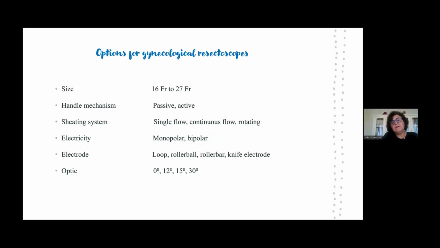Options for gynecological resectoscopes: size 16 Fr to 25 Fr, handle mechanism passive or active, sheath system continuous flow or rotating, electricity monopolar or bipolar, electrode loop, roller ball, roller bar, knife electrode, optic 0 degree, 12 degree, 15 degree, and 30 degree.